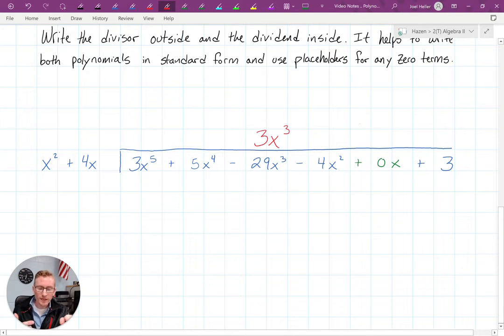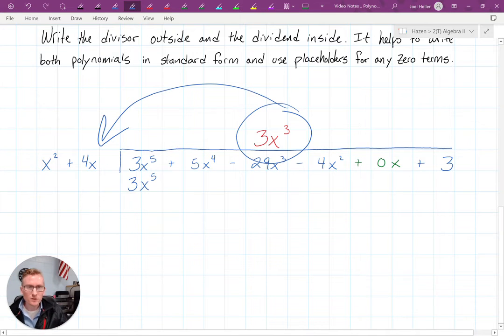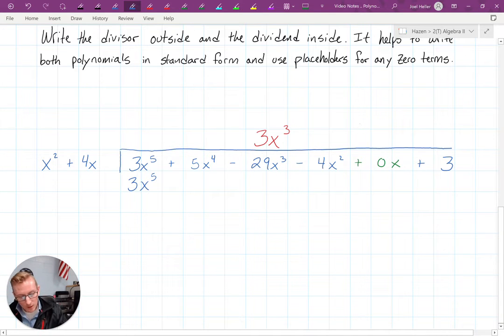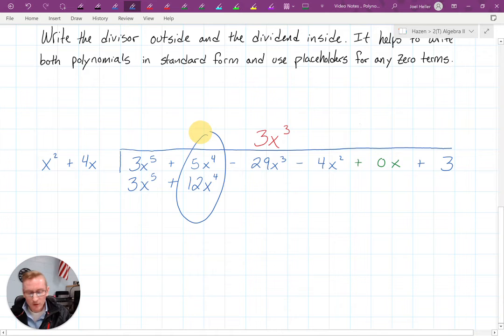So I've got 3x cubed times x squared. That's going to give me my 3x to the fifth. That's what we want. We want those two terms to be the same. Then you've got the 3x cubed times the 4x, and that's going to be plus 12x to the fourth. Notice how I'm lining up the variables that have the same exponent. That helps me keep track of where I am.